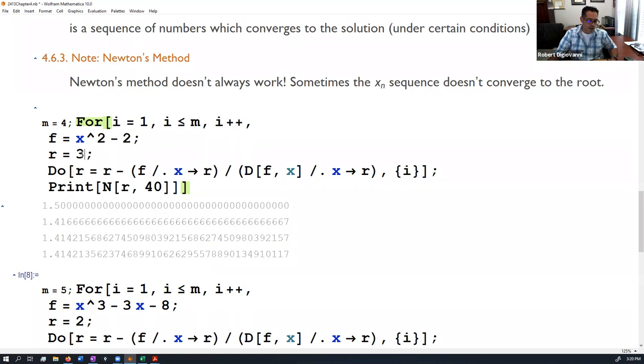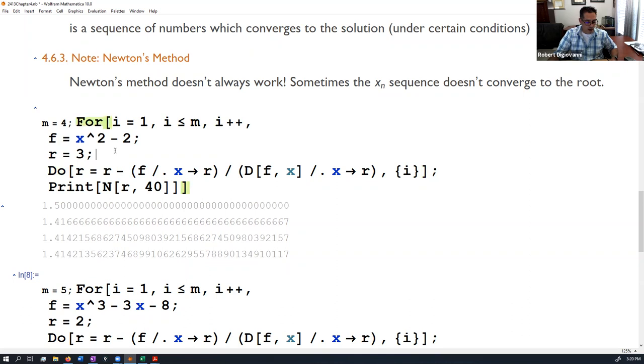And then I do a do loop and I say, okay, the new point is the previous point minus the original function evaluated at r divided by the derivative of the function evaluated at r. And then I want to print the answer. So I want it to show me the answer correct to 40 decimal places. And so I run the program.